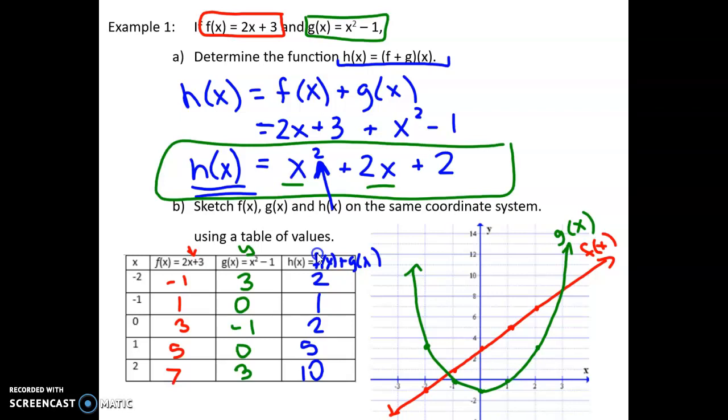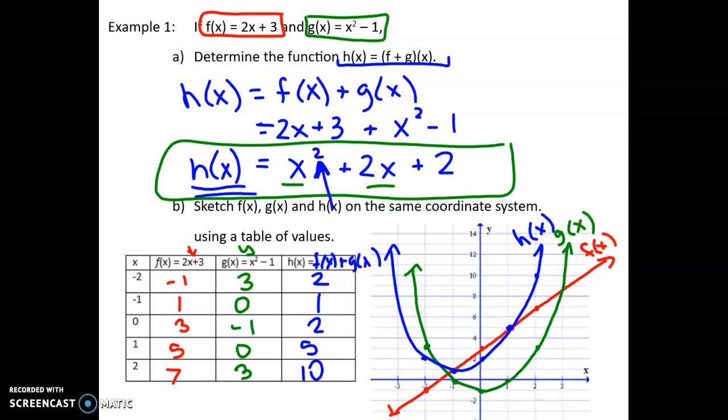So at minus 2, my h of x graph is at 2. At minus 1, it's at 1. At 0, it's at 2. At 1, it's at 5. And at 2, it's at 10. And then you can assume, since it is a parabola shape, that it'll continue on the other side. So we get h of x looks something like that.